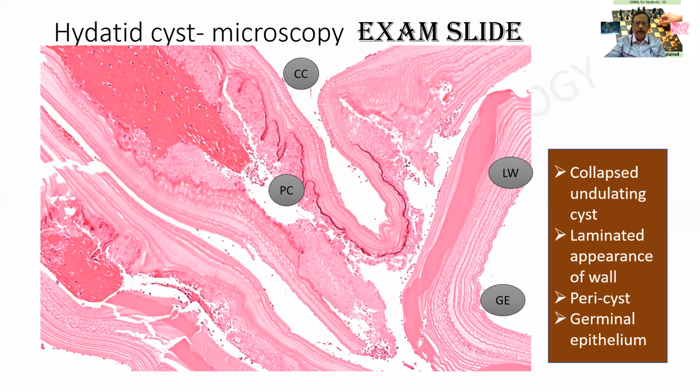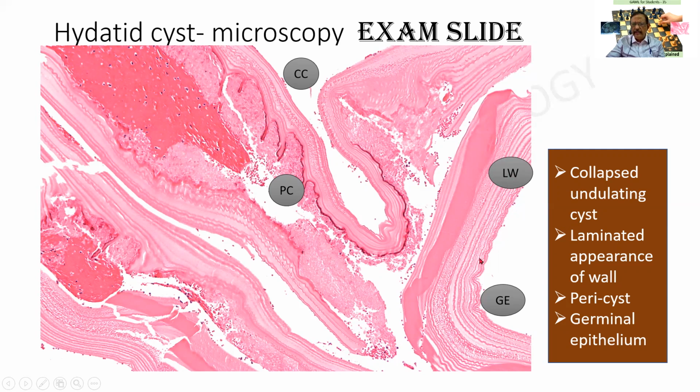This is the exam slide for you people, and this is the hydatid cyst. The classical thing, it is collapsed and it is undulating. Undulating means it has got many wave-like folds. So it is called undulating. It has got a laminated appearance. Look at this one. There are multiple parallel walls which are seen. So this is the laminated wall.